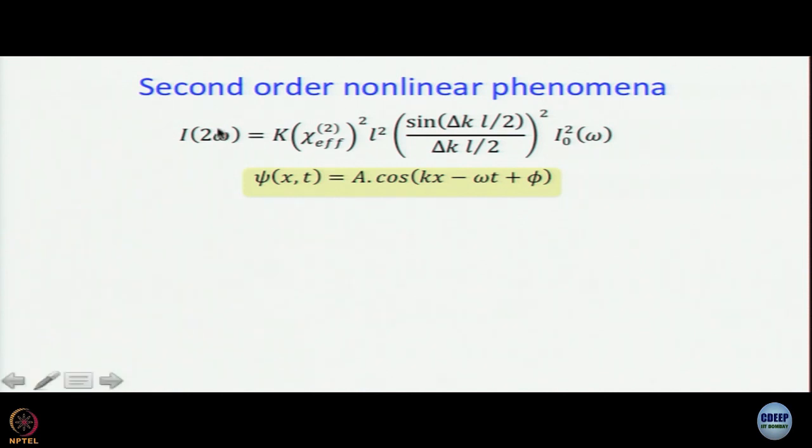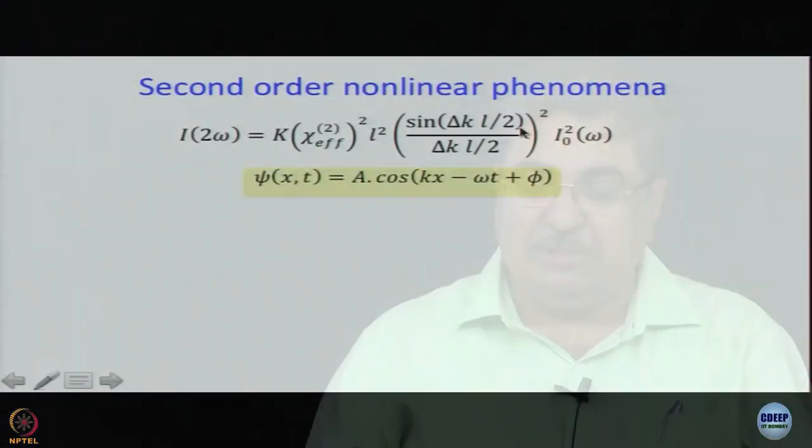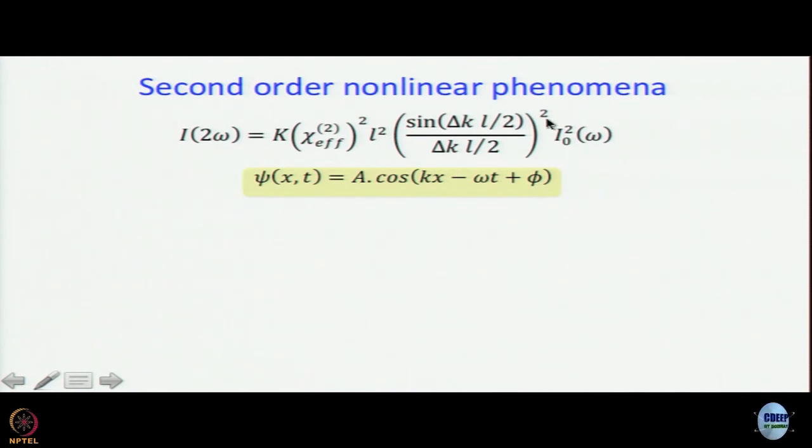But look at the expression for intensity of the second harmonic. Intensity of second harmonic is equal to some constant k multiplied by the square of the second order nonlinear susceptibility multiplied by L square, where L is the length of the crystal, multiplied by our old friend sin(delta k L by 2) divided by (delta k L by 2), whole squared. Where have we encountered this function? Does it ring a bell? sin square theta by theta square. Where have we encountered this?